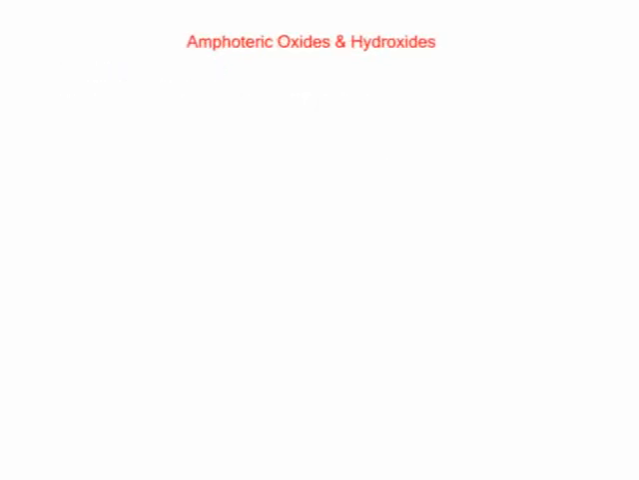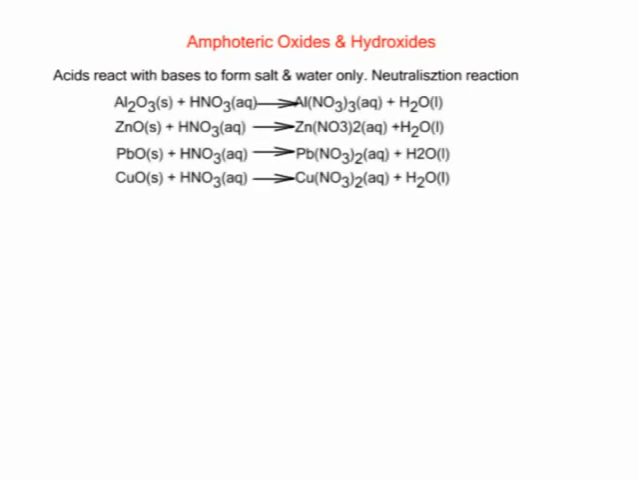Next, and again a very important section of this chapter, is amphoteric oxides and hydroxides. You recall that acids react with metal oxides to form salt and water only. Now, the reactions are known as neutralization reactions. For example, aluminium oxide, zinc oxide, lead-2 oxide, and calcium oxide all react with acids to form colorless solutions of salts depending on which acid was used. Now, copper-2 oxide reacts with the acid to form a blue solution. Now, show the reaction of the respective oxides with nitric acid to form salts and water.